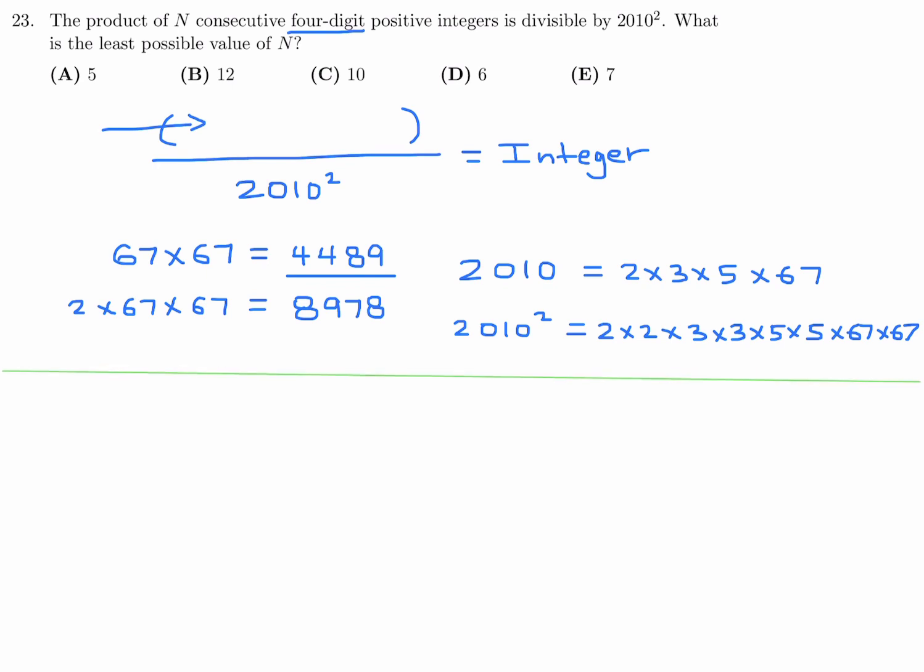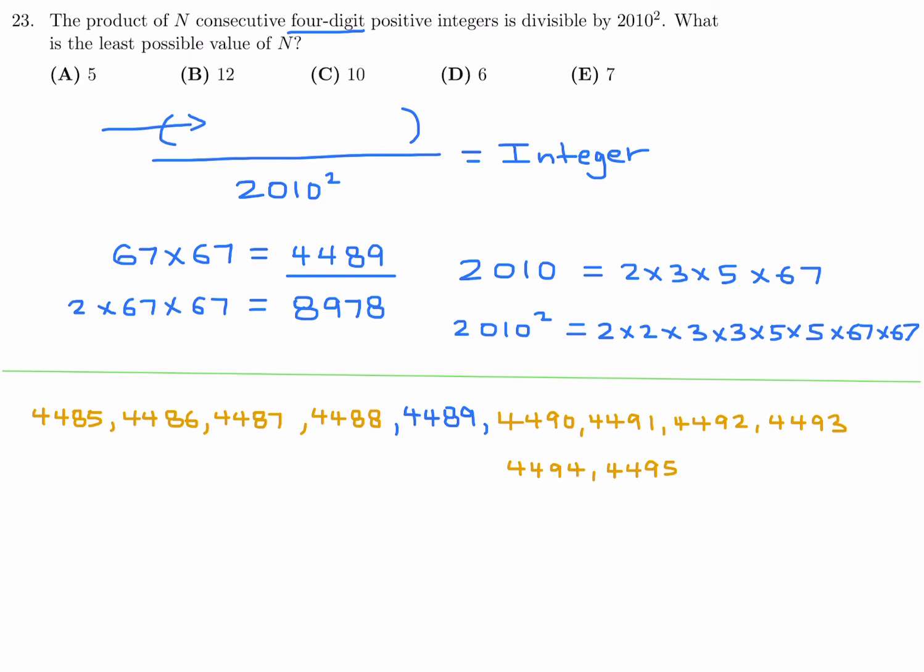All right, so we're going to start with 4489. Now, I don't know which direction we're going. Are we going greater or are we going less? So I'll just write in a few on either side. All right, now let's play this game here. My task is to involve all of these prime factors into a string of numbers that obviously includes 4489 as my reference point. Well, let's see.